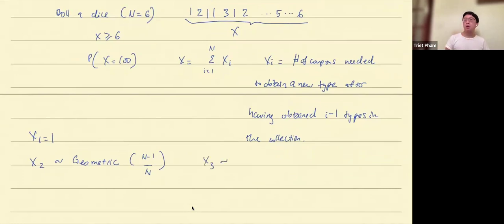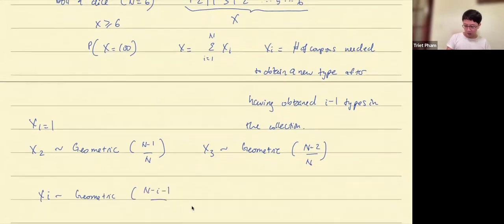x3 is geometric, n minus 2, etc. So xi is geometric, n minus i plus 1 over n, like that. Agree?